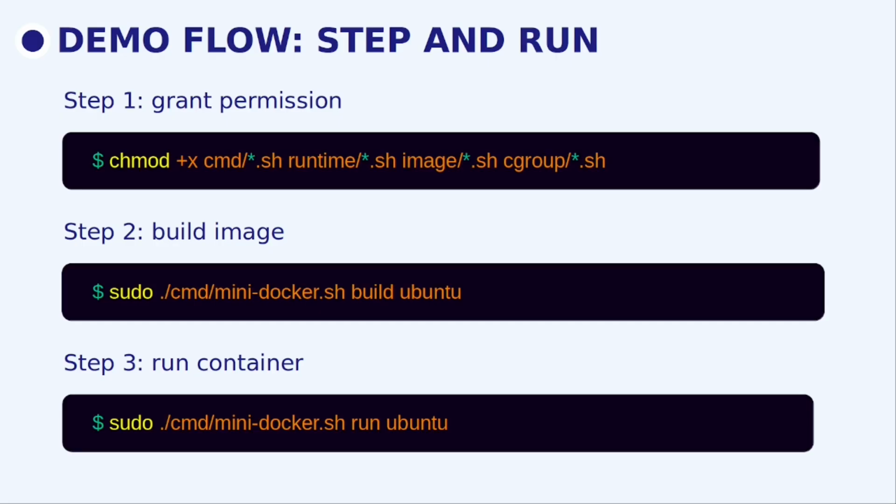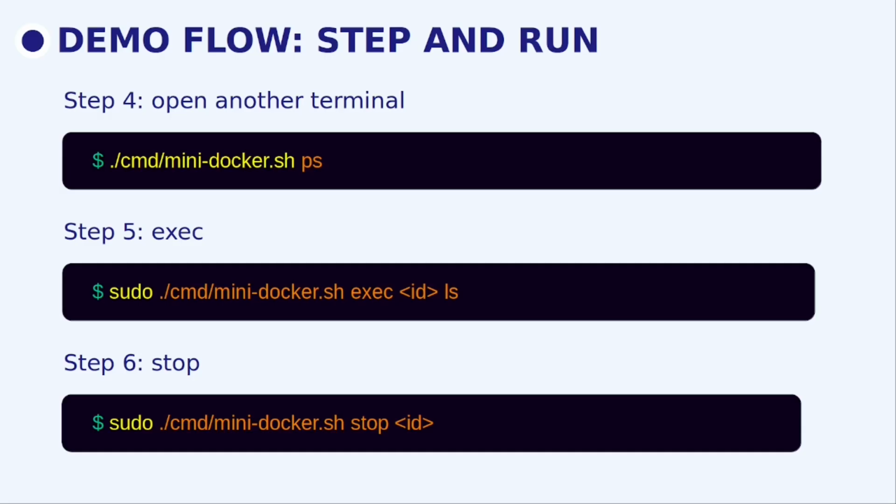Demo flow. Step 1, grant permission. Step 2, build image. Step 3, run container. Step 4, open another terminal. Step 5, exec command. Step 6, stop.